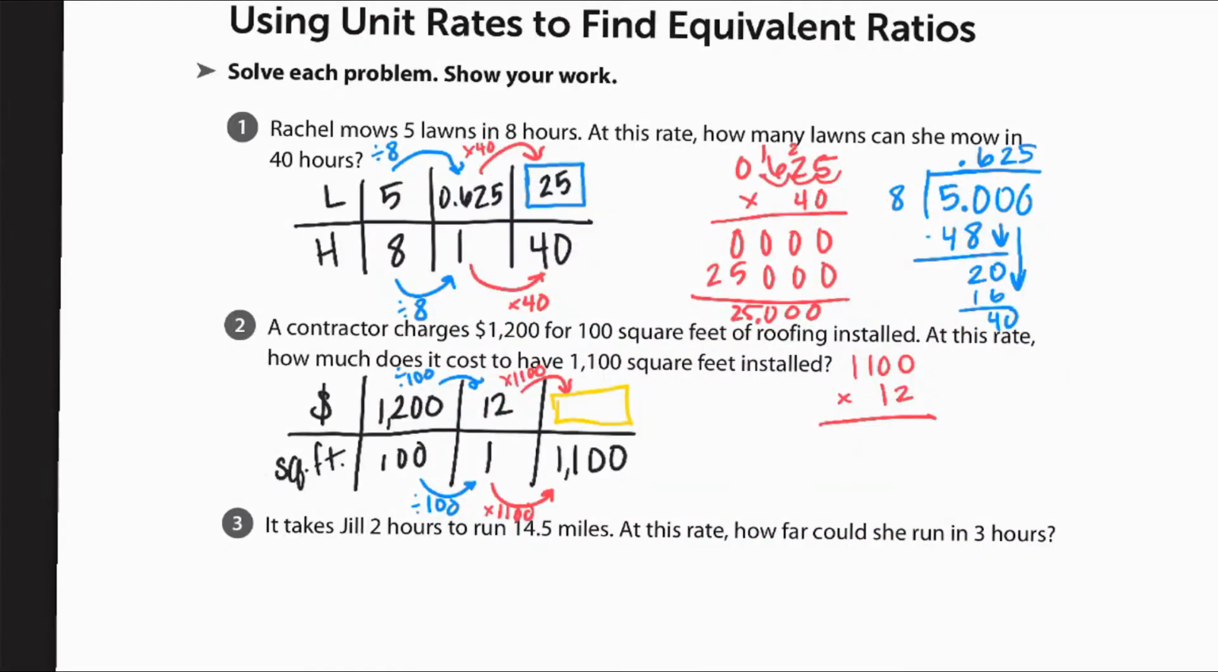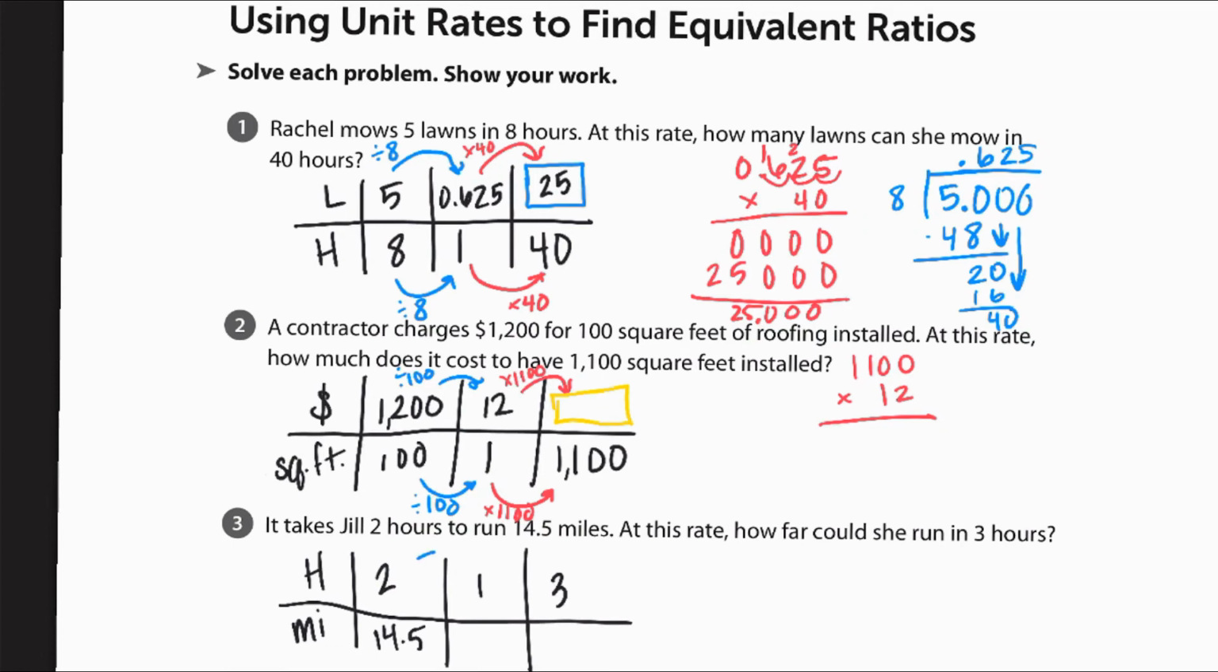Okay. And then finally, we'll just set up this last one. It takes Jill 2 hours to run 14.5 miles. So I know I'm talking about hours and miles. So 2 to 14.5. Draw myself a unit rate column, and then I need to end up finding out how much does she run in 3 hours. So on this one, we can't really get from 2 to 3 using multiplication, so we will need to do that unit rate. So for 1 hour, we need to find out how far she can go.